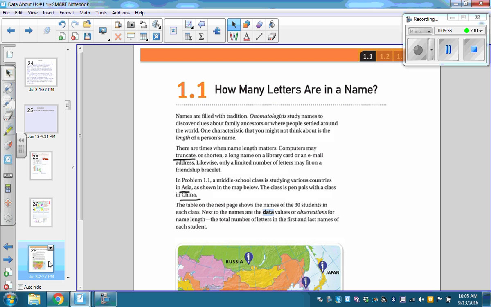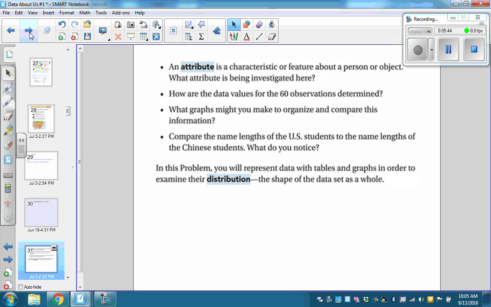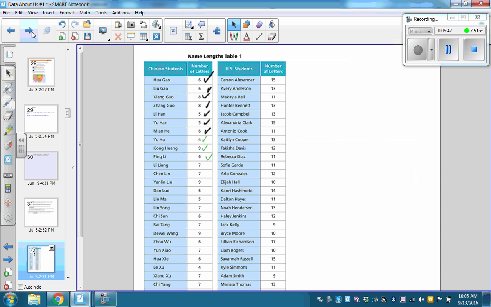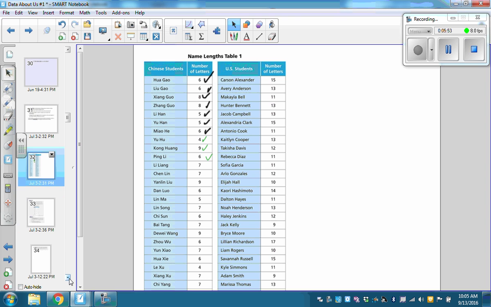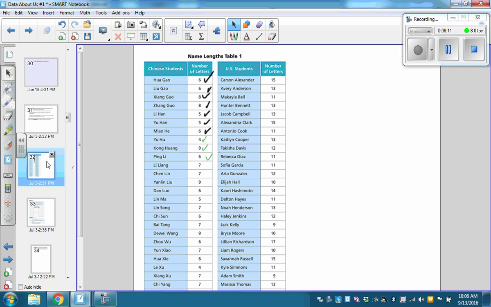In your book, we talked about letters and names of different cultures. As we did that, we looked specifically at the names of Chinese students and the names of US students. We created a frequency table based off of problem 1.1 in your book. With this problem 1.1, we took this table and we created a frequency table.